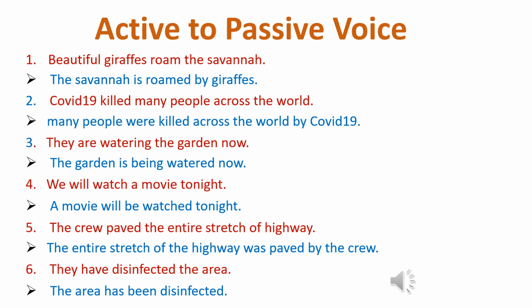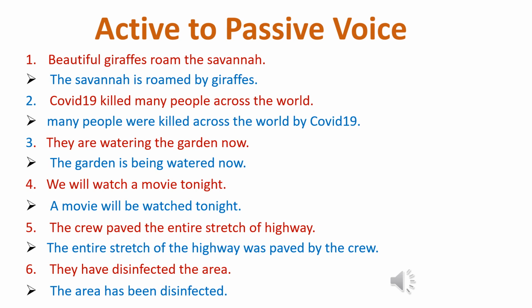Now, let's look at some examples to clarify how to move from active to the passive. Number one, beautiful giraffes roam the savannah. The savannah is roamed by giraffes. Here, the tense of the main verb is the simple present, so the passive form will be is roamed.